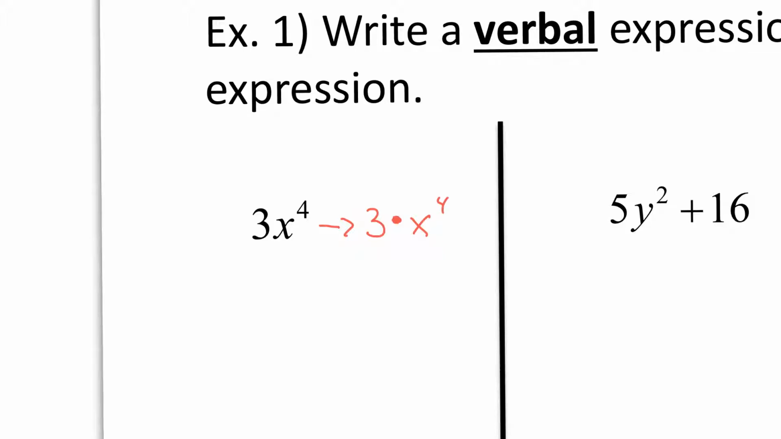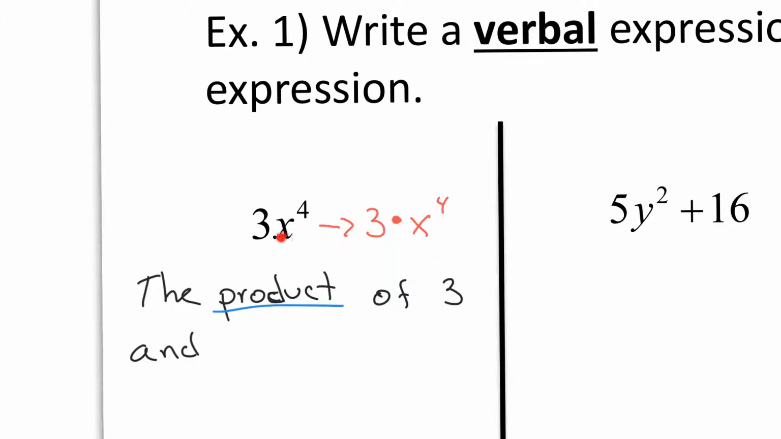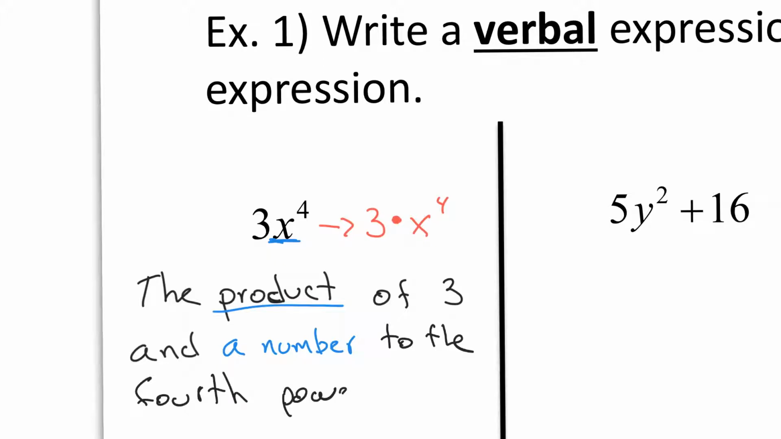So one way you can write the sentence is the product, and I'm going to underline the word product because product means multiplication. So you can say the product of 3 and, now we do have a variable x, so I'm going to use the words a number. So that's what x means. x means a number, to the 4th power. So this is one way that you can write the sentence for this algebraic expression.